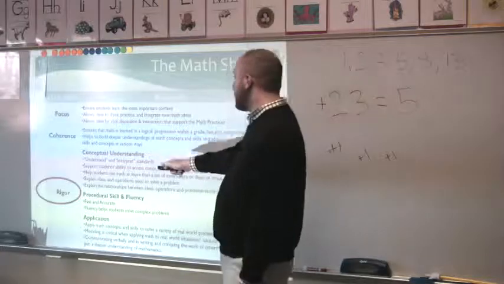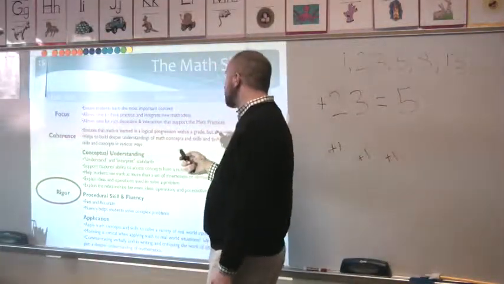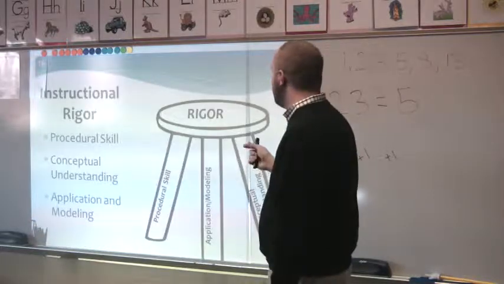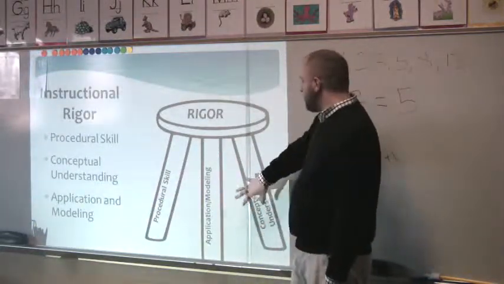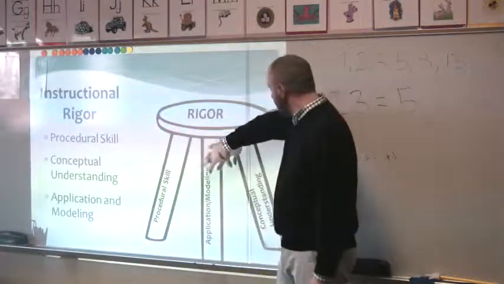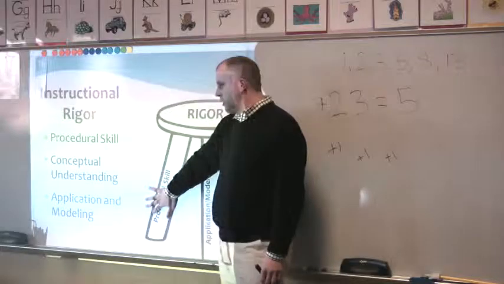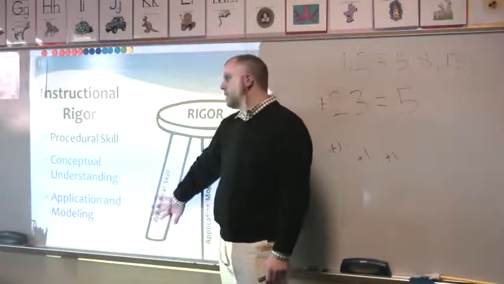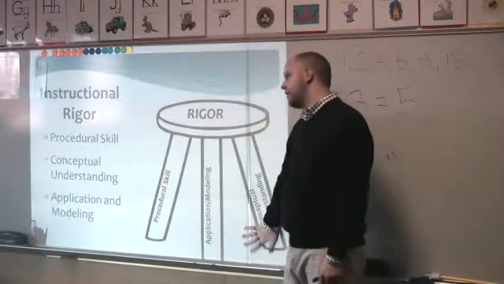So the next step is rigor, which builds us down. And we're going to start off by looking at how it's made up of. And you're looking at the procedural, the application modeling, the conceptual understanding. The procedural is where Indiana used to focus. And now we've shifted to the other leg of the pedestal, conceptual understanding.